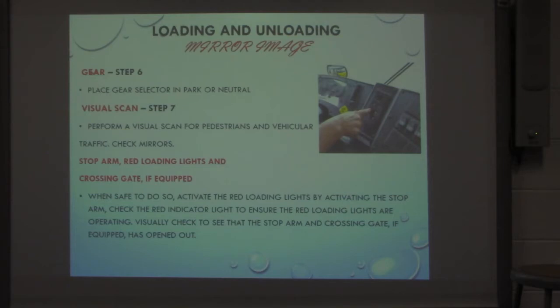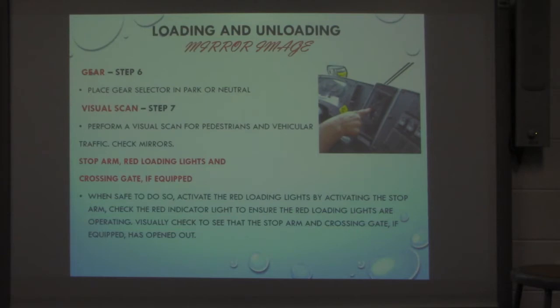You're going to do another visual scan at this time to make sure that the kids are still standing where they need to be and all the cars, trucks, everything has stopped. Now when it's safe to do so, you're going to activate your stop arm, your red loading lights, and your crossing gate if it's equipped.